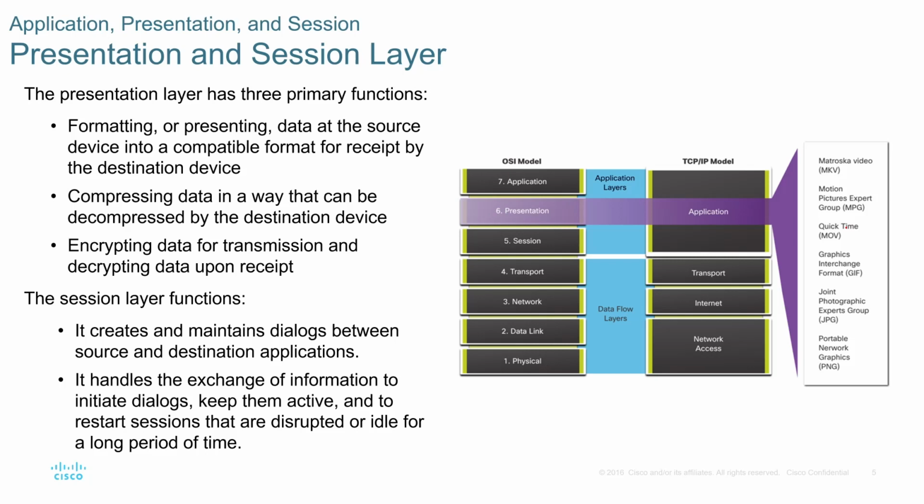The session layer, which is layer 5 of the OSI model, but still part of the application layer of the TCP/IP model, creates and maintains the dialogues between the source and the destination applications. It handles the exchange of information to initiate dialogues, keep them active, and to restart sessions that are disrupted or idle for a long period of time. As we can see in the diagram, some of the protocols at the presentation layer would be Matroska Video, Motion Picture Experts Group or MPG, QuickTime, Graphics Interchange Format, Joint Photographic Experts Group, Portable Network Graphics.